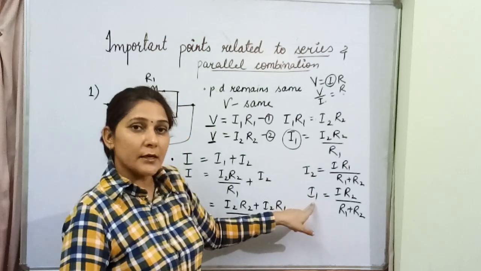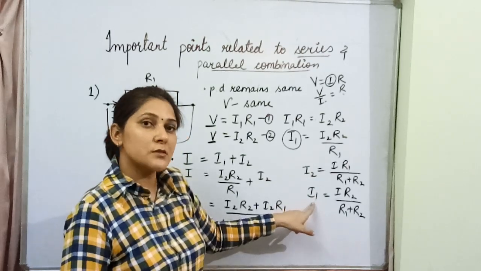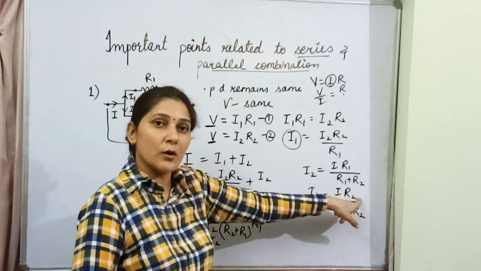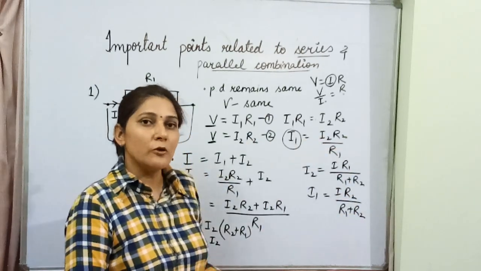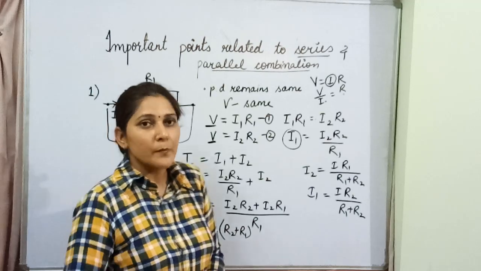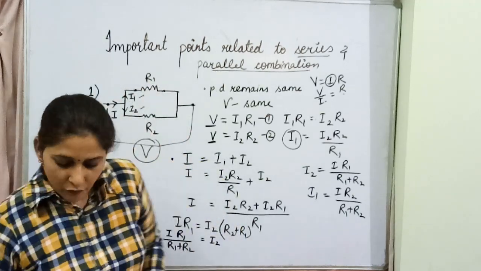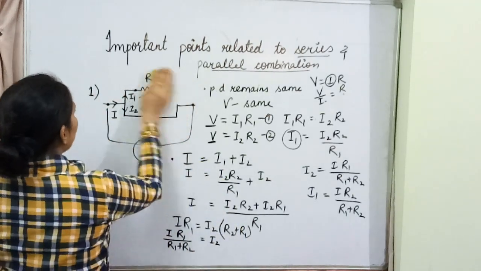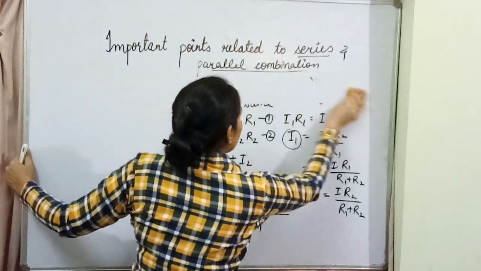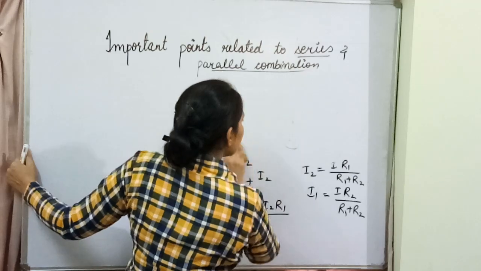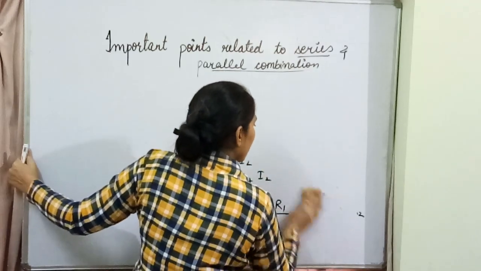Whatever current you are writing here, I1, current in first resistor, then which resistor will you have to write in front of it? Second, R2. This way you can remember these two formulas and directly use them in your numericals to find out the value of current. Moving on to the third point, when the resistors are connected in series with each other, then what to do?